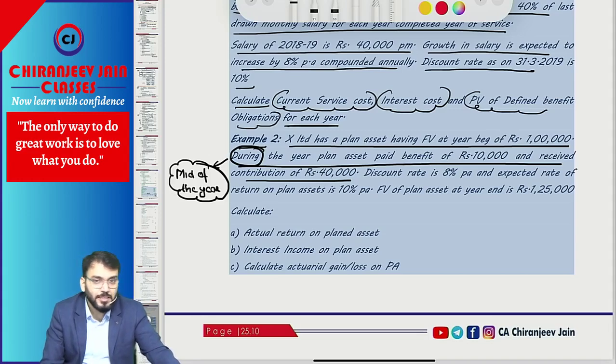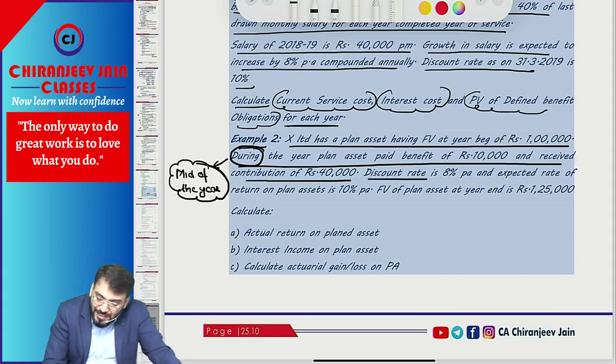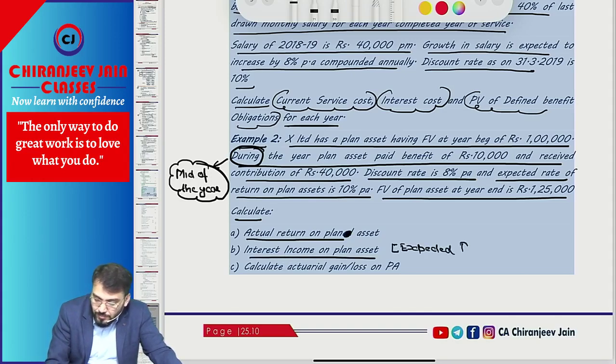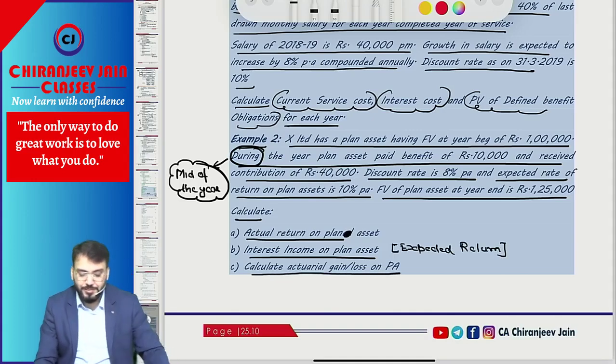During the year means mid of the year. Discount rate is 8% per annum. Expected rate of return on plan asset is 10%. Fair value of plan asset at year end is 1,25,000. Calculate actual return on plan asset, interest income, which is expected return on plan asset, and calculate actual gain or loss on plan asset.